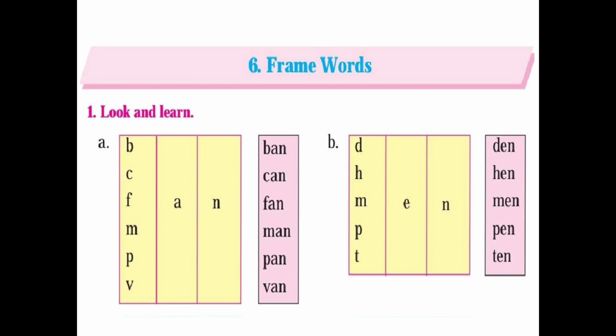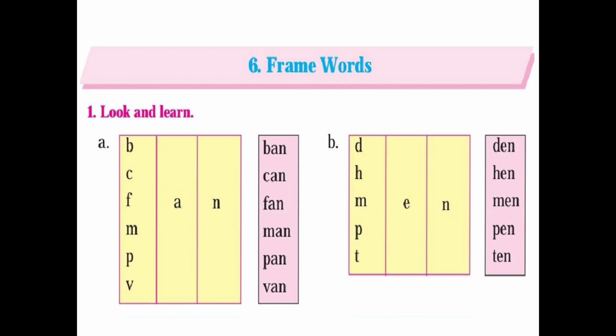Come on, let's begin. Now children, look at the A column. We have a few letters like B, C, F, M, P and V. In the second column, we have letter A. And in the third column, we have letter N. Now come on everybody, take the first column and take the first letter.